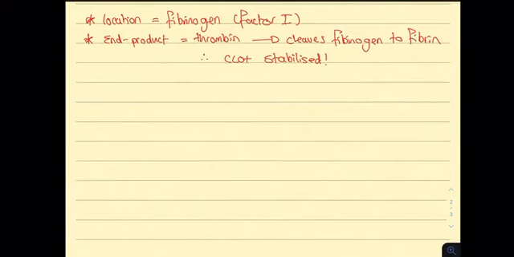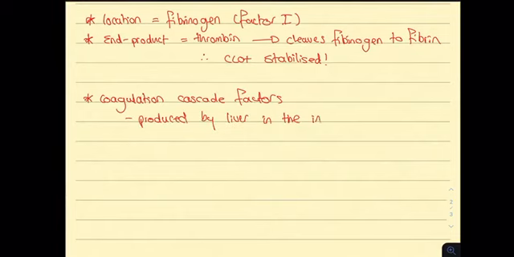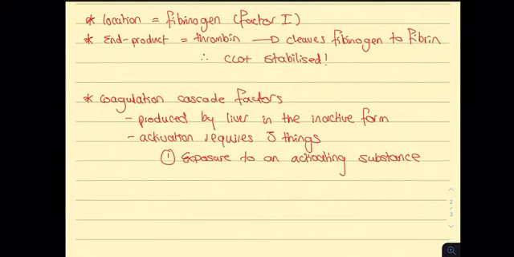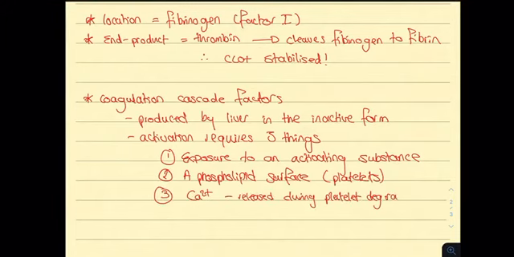Before we get into the steps of the coagulation cascade, let us first list out a few important points. Number 1, coagulation factors are produced by the liver in their inactive form. And number 2, activation of these factors requires 3 important things. Number 1, exposure to an activating substance, which we shall discuss later. Second, a phospholipid surface, and in this case, this is the platelets. And third, calcium. And if you recall from primary hemostasis, calcium is released during platelet degranulation. Calcium can also be found in the serum.